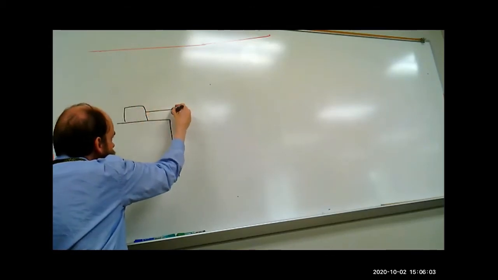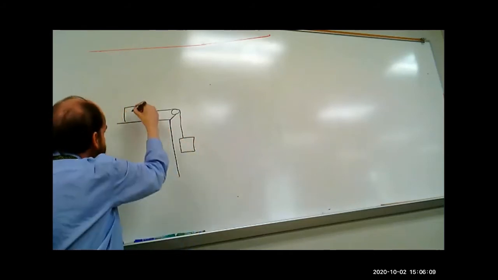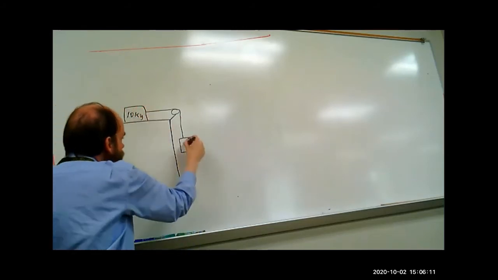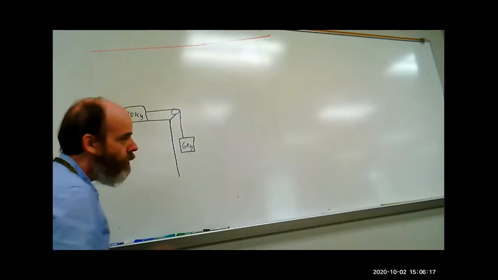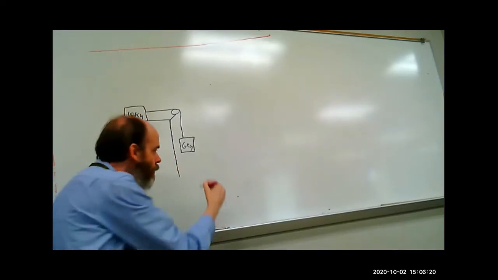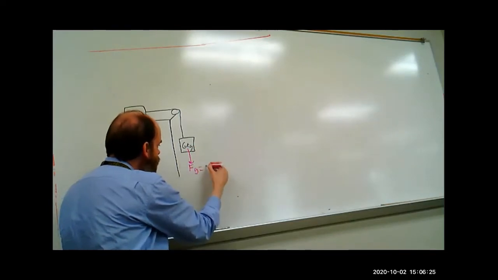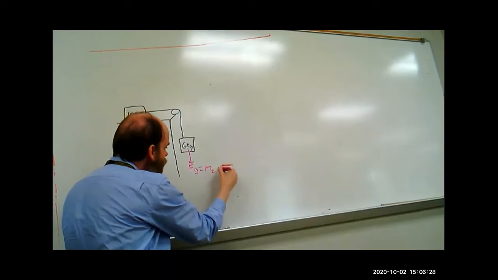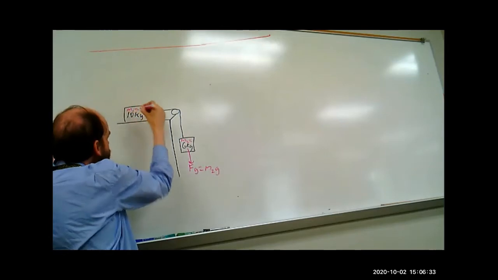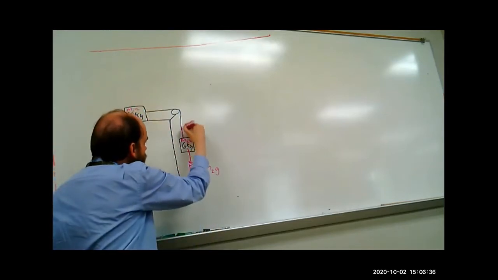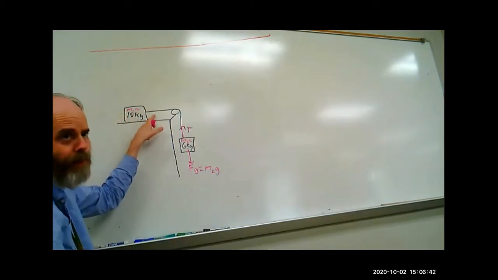This is a pulley, comes down here. So we have 10 kilograms, 6 kilograms. Now let's see what forces act on these. For the 6 kilogram mass, we have the force of gravity, which is, let's say, M2G. So M2 equals 6 kilograms, and this is M1. M1 equals 10 kilograms. And we also have the tension in the rope. And then for this one, we have the same tension.